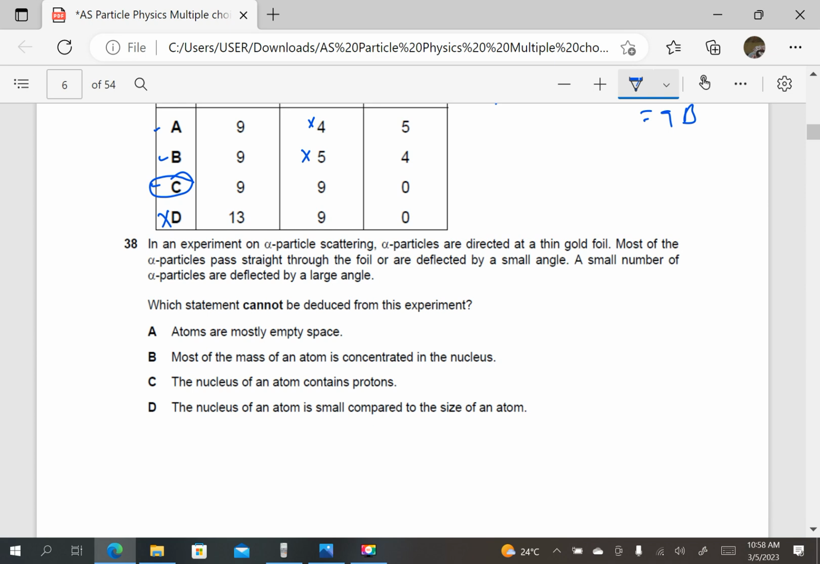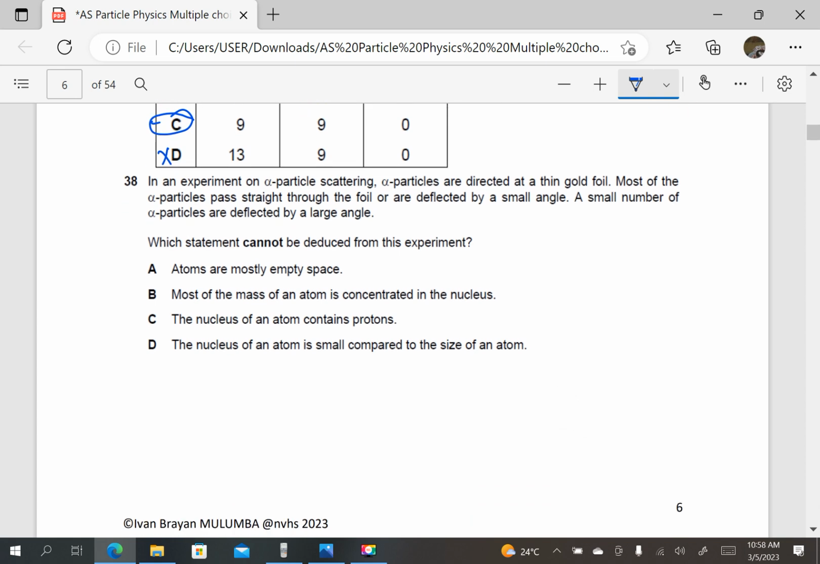In an experiment on alpha particle scattering, alpha particles are directed at a thin gold foil. Most of the alpha particles pass straight through the foil or are deflected by a small angle. A small number are deflected by a large angle. Which statement cannot be deduced from this experiment? This is a similar question but slightly modified. We have answered such a question previously.